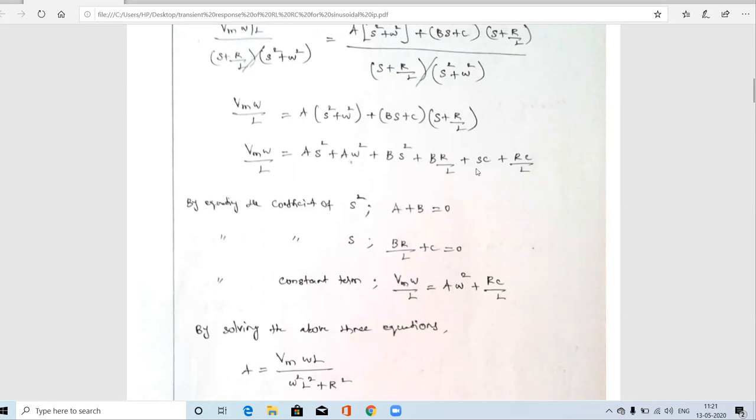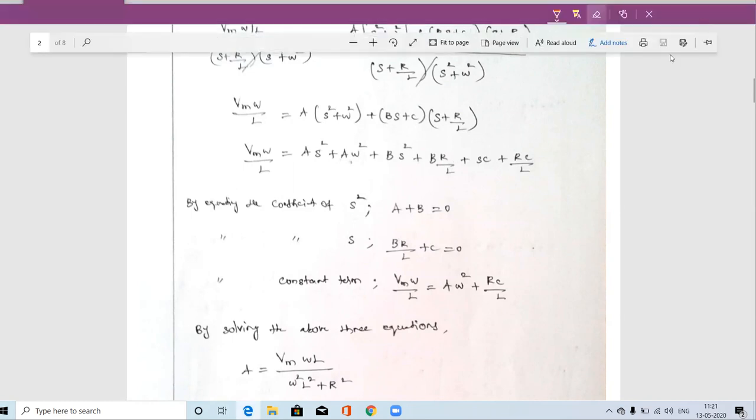Similarly, equating the coefficient of s, this is the s term. Here the coefficient of s in these two terms is BR by L plus C equal to 0. And equating the constant on both sides, Vm omega by L equal to A into (omega squared plus R C by L).